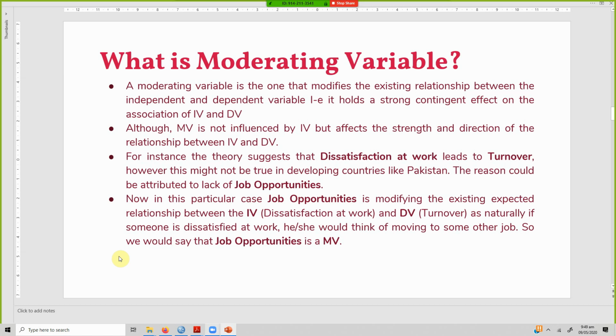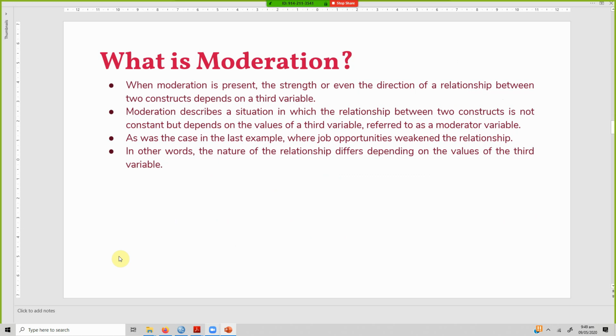It's natural that if somebody is dissatisfied at work, he or she would think of moving to some other job. So we would say that job opportunities is the moderating variable because it is changing the existing proposed relationship. So what is moderation? When moderation is present, the strength or even the direction of a relationship between two constructs depends on a third variable. Moderation describes a situation in which the relationship between two constructs is not constant but depends on the values of a third variable, referred to as a moderating variable.